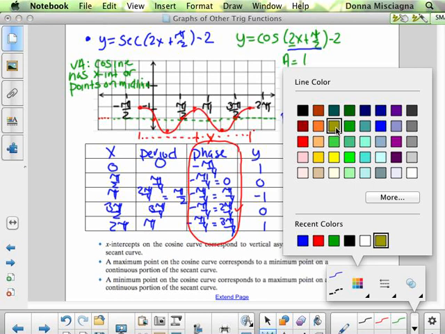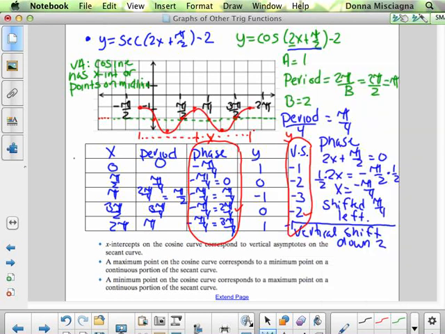I'm going to draw in some other color here. Here we go. There's still going to be vertical asymptotes for the graph of secant. So we have vertical asymptotes at x equals 0, x equals pi halves, and x equals pi and 3 pi halves, and so forth.